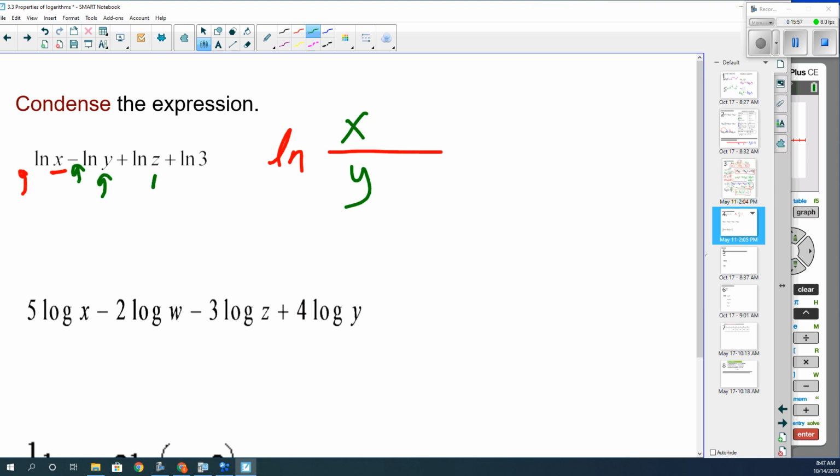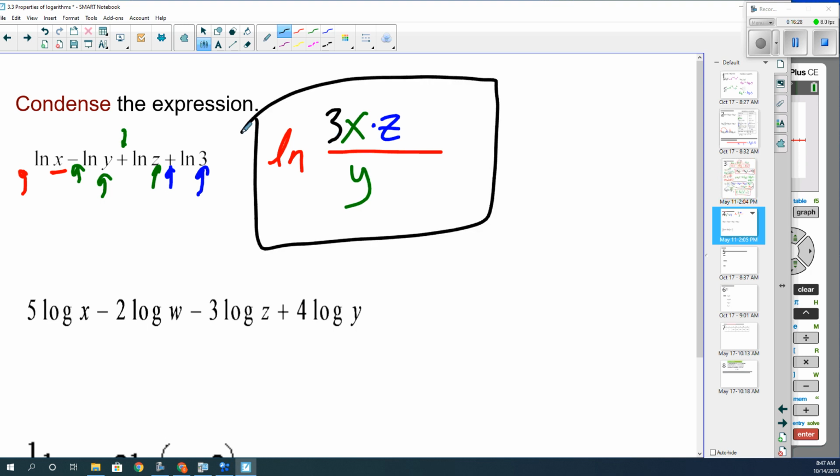The next one, the z, the sign in front is a plus, which means it had to come from the top of a log. And then if I want to put a sign between the x and the z, at most I would put a little dot for multiplication. Do not put a plus sign. Okay. And then I look at the 3 and I see the sign in front of the 3 is a plus, which means that 3 came from the top of the fraction, and usually we just put the coefficients at the beginning. So I would say my answer is natural log 3xz all over y. Now it's all condensed.